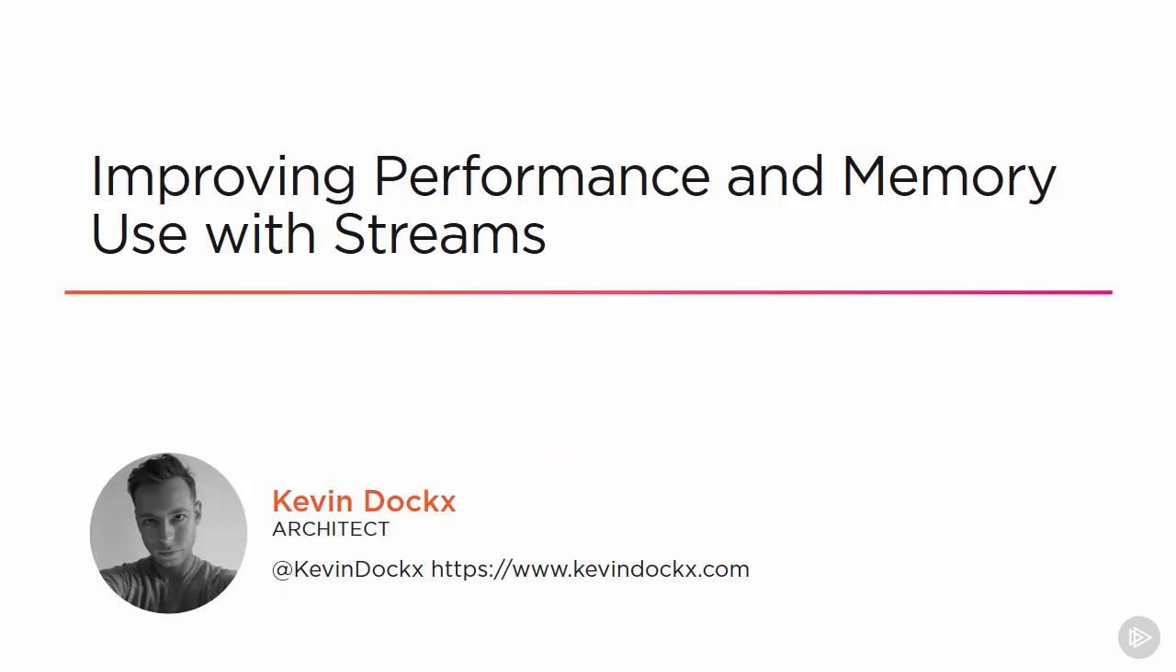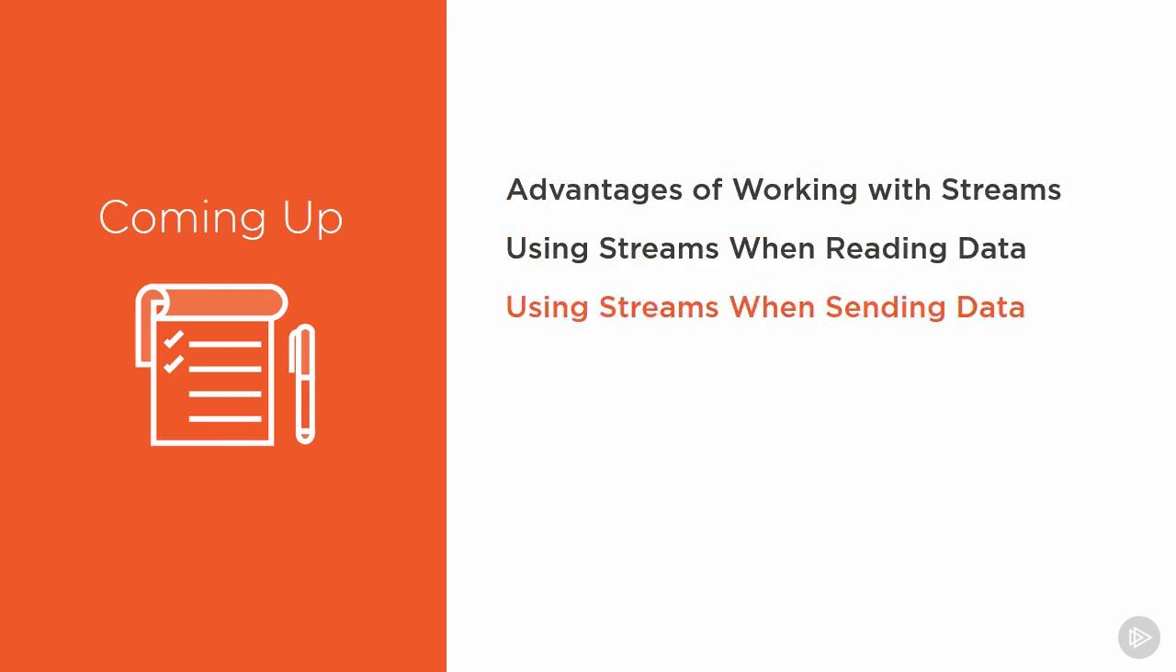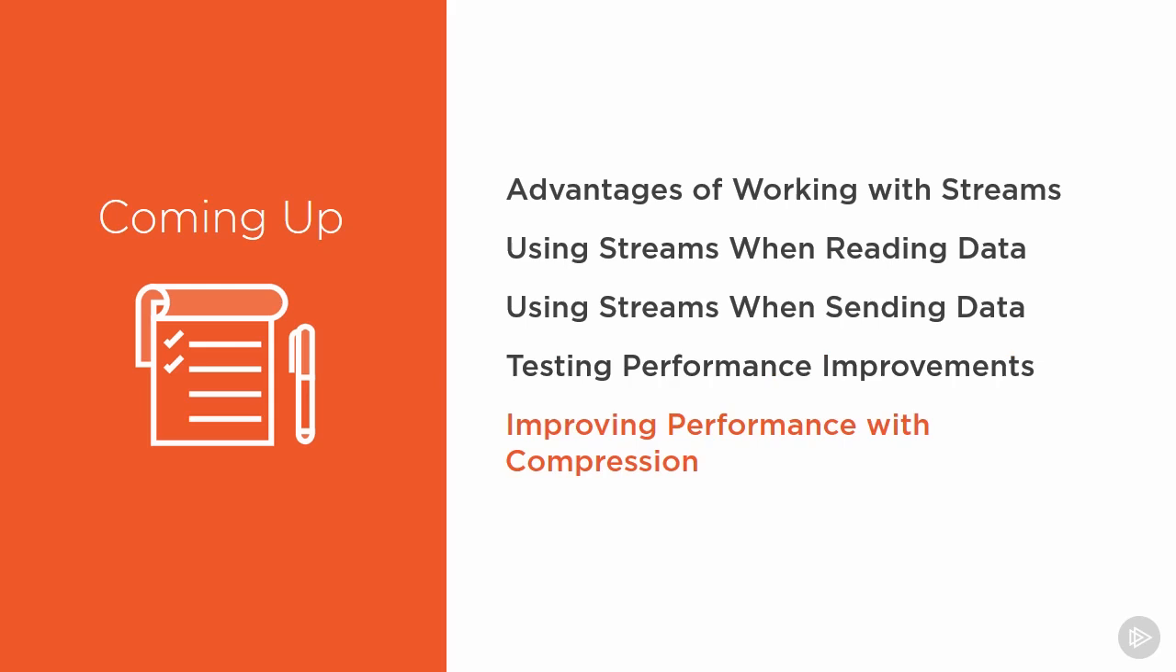We want to keep the memory footprint of our application as low as possible and the performance high. Streams can help with that. In this module, we'll learn how. We'll start by learning what streams enable. In other words, the advantages of working with streams. Then we'll learn how we can use that knowledge with HTTP client. In the demos, we'll learn how to read data using streams, how to send data, and we'll test the potential performance improvements. We'll end by looking into compression to further improve performance. Let's dive in by learning about the advantages of using streams.